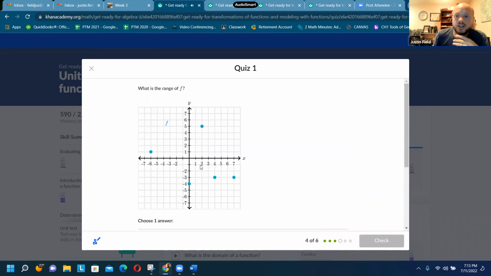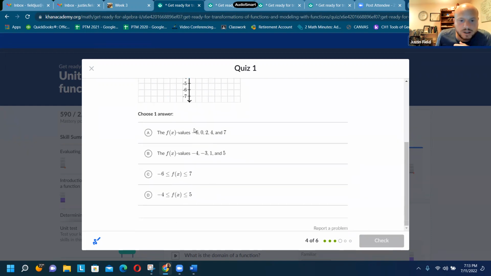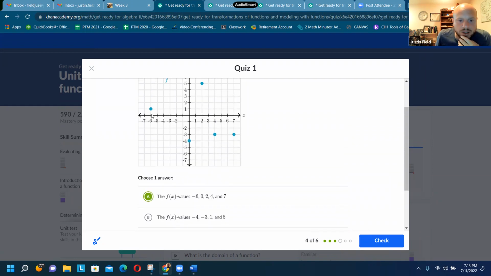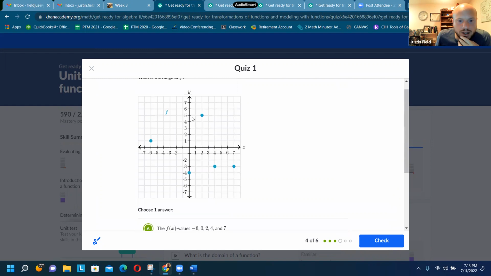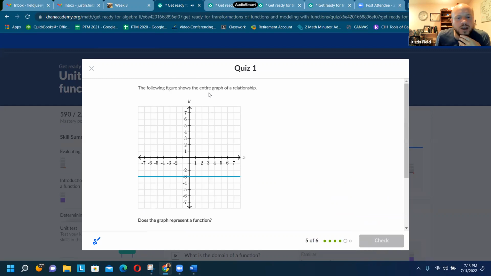Okay, so the range, as I said, is the y coordinates. So for this one, we just look at every y coordinate. It's either this one or this one. So it's just 1, 5, -4, and 3, and -3.